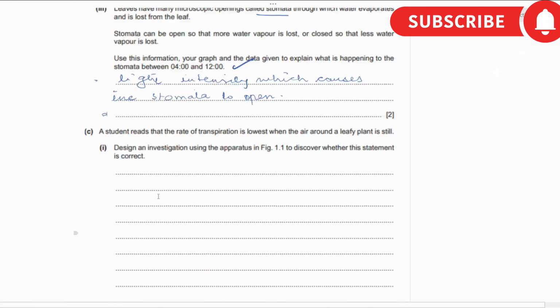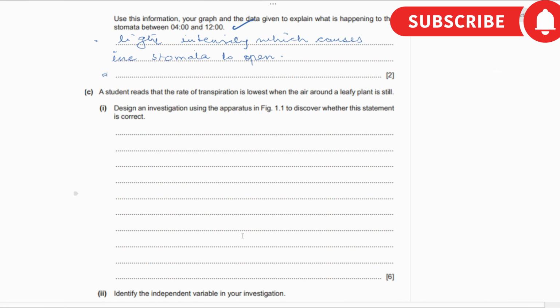It's, I guess, a 6 mark question. You have to plan an investigation. What are you going to use? What would be your dependent variable? What would be your constants? What would be your independent variables?